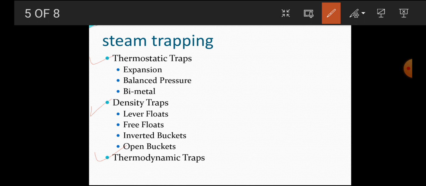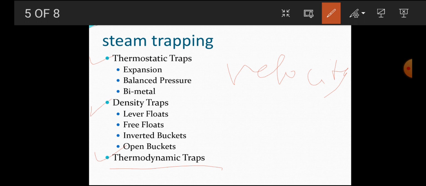Then we were discussing thermodynamic traps. So we'll start today with thermodynamic traps. As we know, the principle depends on velocity difference. So these are designed to discharge condensate, a relatively slow moving fluid, such as condensate water. So water's velocity will be lower than the flash steam.